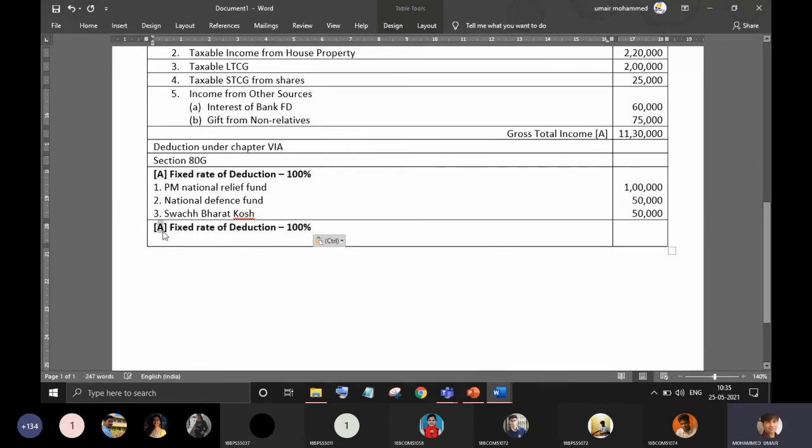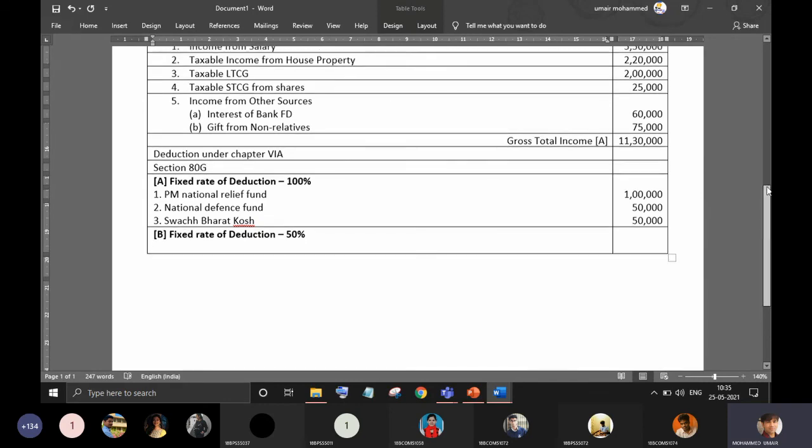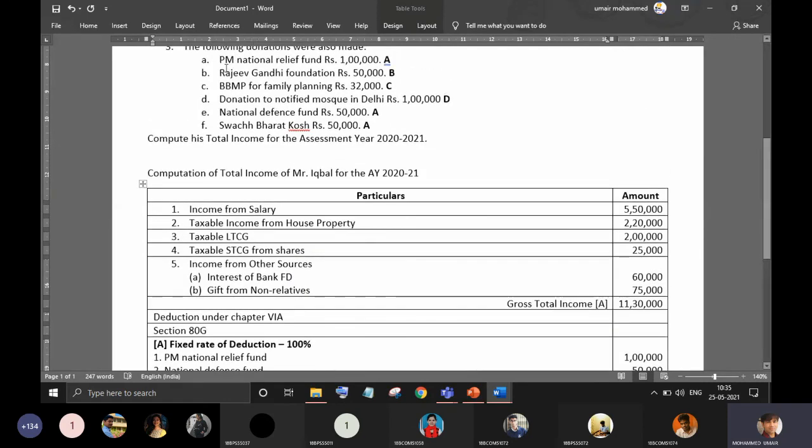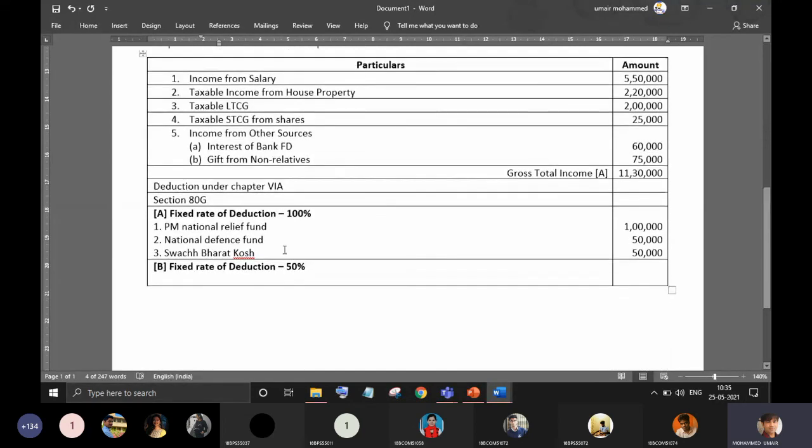Fixed deduction, but only 50%. So under category B, what do we have? We have only one, Rajiv Gandhi Foundation, which is 50,000. So let's write down Rajiv Gandhi Foundation. Only one is there in this question. 50,000.